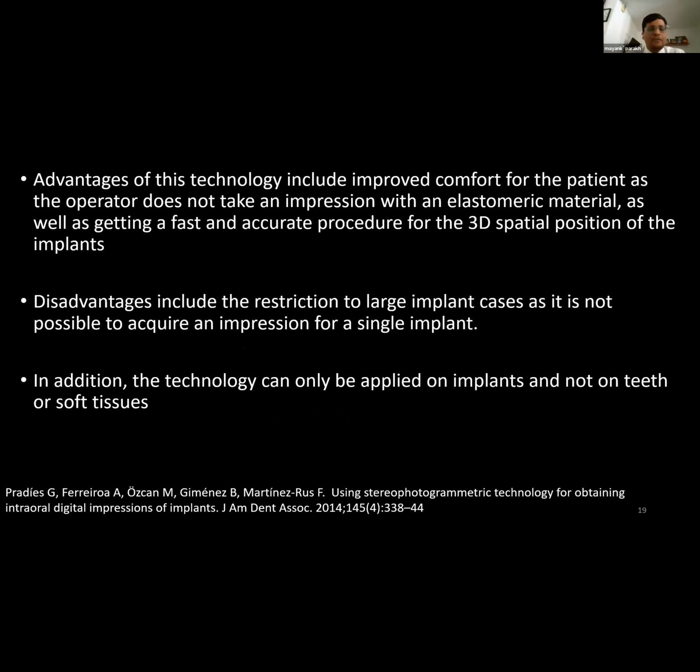So this technology improves the comfort level of the patient, as an impression with an elastomeric impression material is no longer required, and it can give the 3D spatial positioning of these implants, which can be sent to the laboratory.